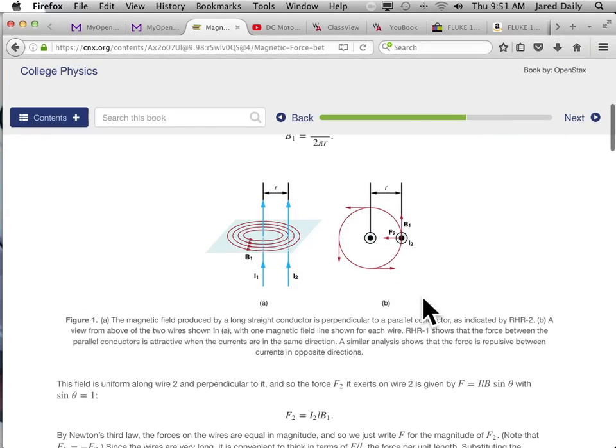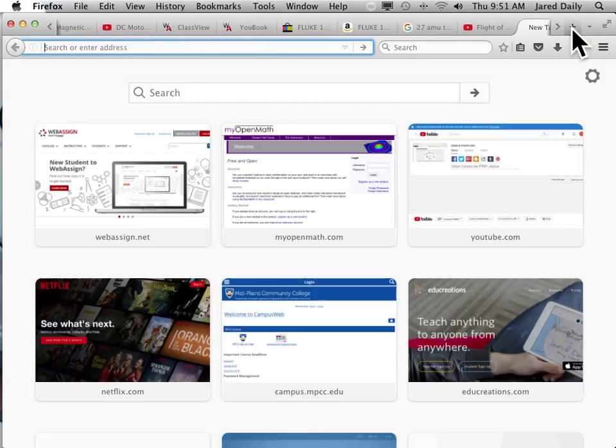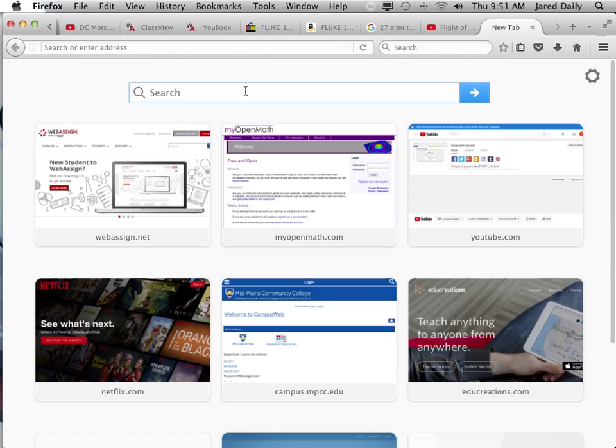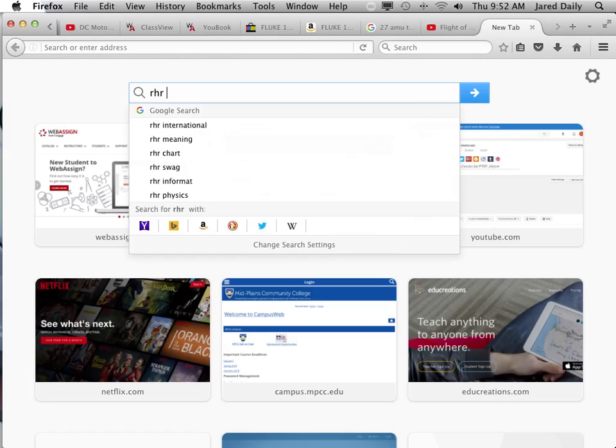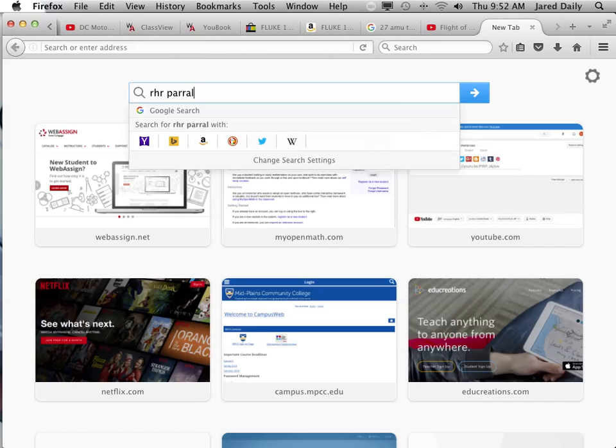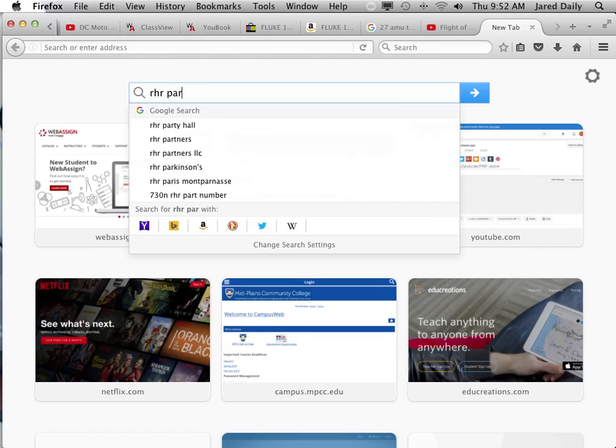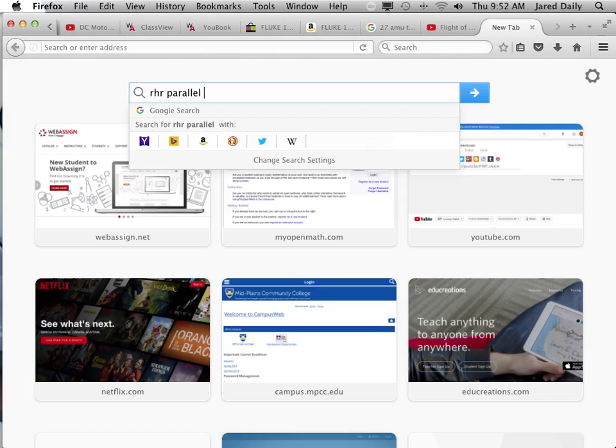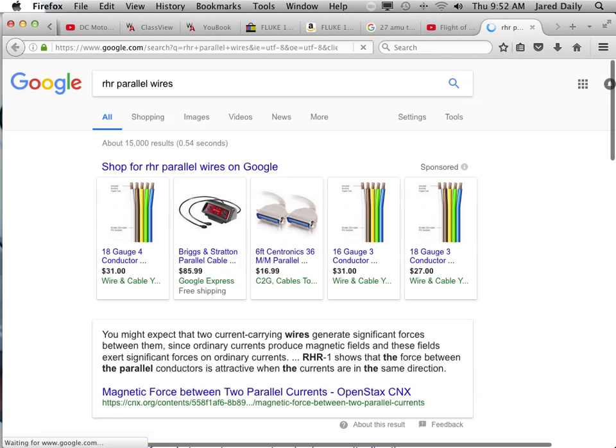I'm looking for a graphic of this so that we can do the right-hand rule. Just search for it. We just need a nice graphic so we can point it out. Right-hand rule, parallel wires. So the right-hand rule for parallel wires, here we go.